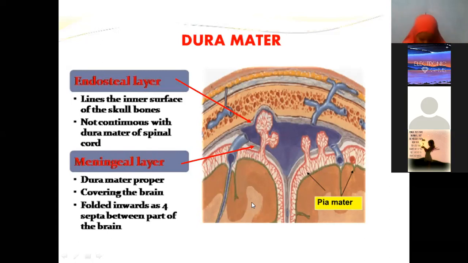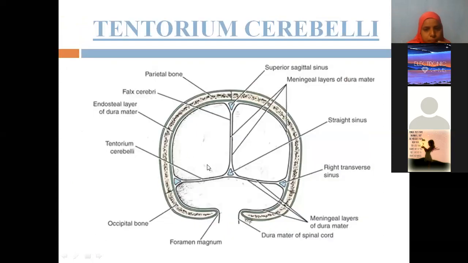Like that, we have so many folds. Does anybody remember the names? Falx cerebri, falx cerebelli, tentorium cerebelli, and diaphragma sellae. Now see, this is one, the meningeal layer has just folded inwards. Suppose this is one cerebral hemisphere, and this is another cerebral hemisphere. Between the two cerebral hemispheres, we have the falx cerebri.